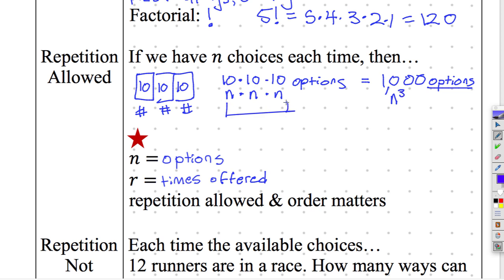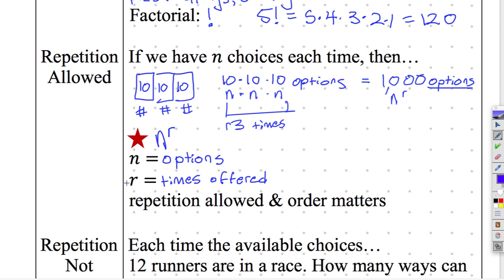This was 3 times, which is r. So instead of putting 3, it's r. It's 10 cubed. N to the power of r. Yeah, so here's your formula: n to the power of r. Write it down. Unfortunately, we won't be using this until later.